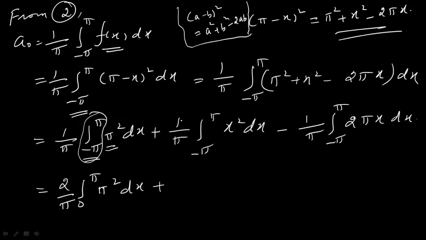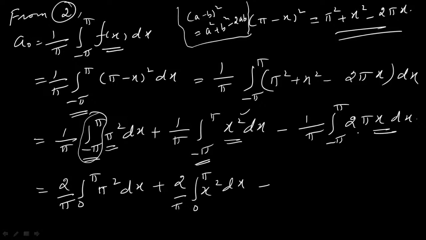The next one is 1 by pi. Look at the interval minus pi to pi. Here the function inside is x squared. Look at the power, 2. If you replace x by minus x, you get the same function. So it is an even function, which means immediately you can write the integral from minus pi to pi as twice the integral from 0 to pi. Already you have pi in the denominator. So x squared dx.